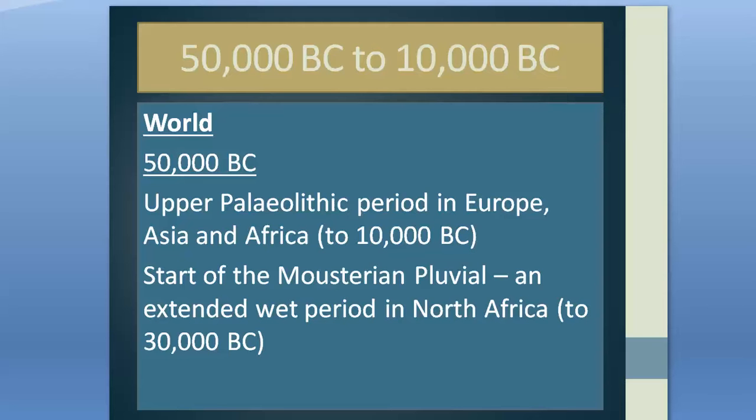So here we go. We have reached the start of the Upper Paleolithic, the third and last subdivision of the Old Stone Age in Europe, Africa and Asia. This dates to between 50,000 and 10,000 BC, culminating in the appearance of behavioral modernity in humans before the coming of agriculture. At the beginning of this period, in North Africa, the climate began to change with an extended wet period of 20,000 years. That's a lot of wetness, known as the Mousterian Pluvial.